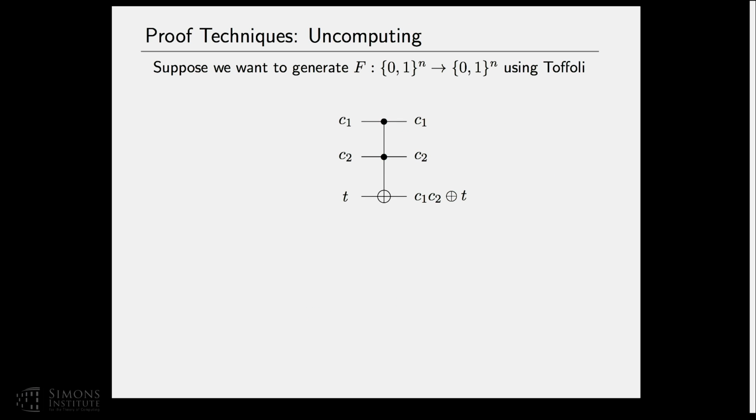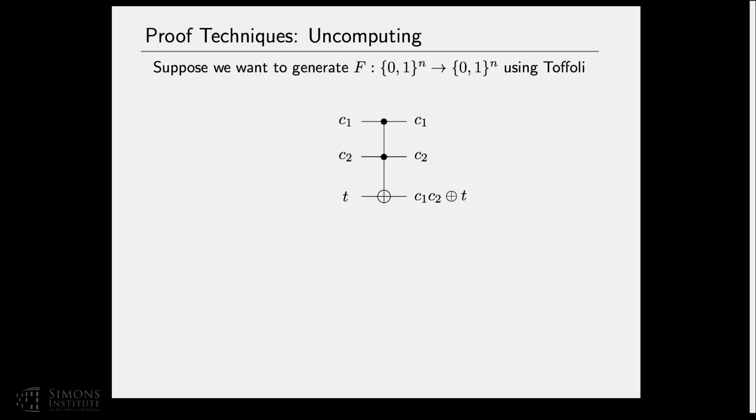So very quickly, some techniques used in the proof. That's always nice to have. So suppose we're trying to generate some reversible function f using the Toffoli gate. So we're trying to show the universality of Toffoli, but we're trying to show it in this model where we're not allowed any input-dependent garbage.